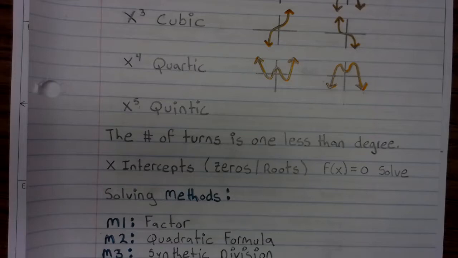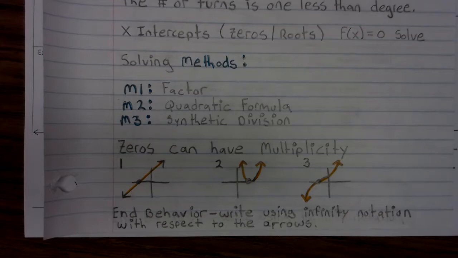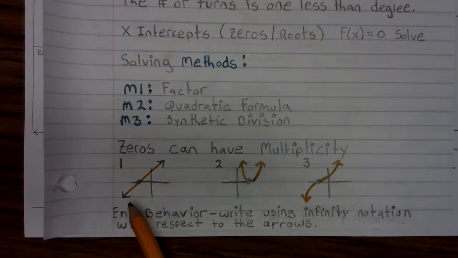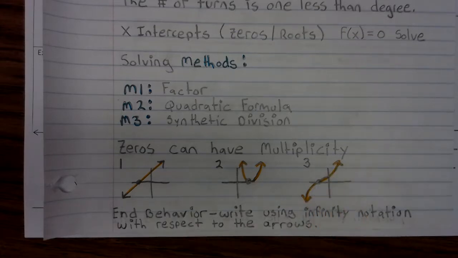Now, the solving methods to find the zeros are method 1, factor, method 2, quadratic formula, method 3, synthetic division. Zeros can have multiplicity. Now, here, if it only crosses once, it's multiplicity of 1. If it touches and turns, it's multiplicity of 2. If it goes through the point in a cubic curve, it's multiplicity of 3.